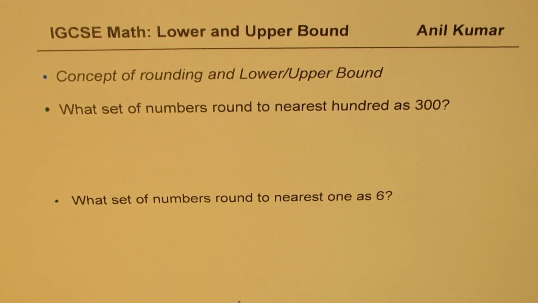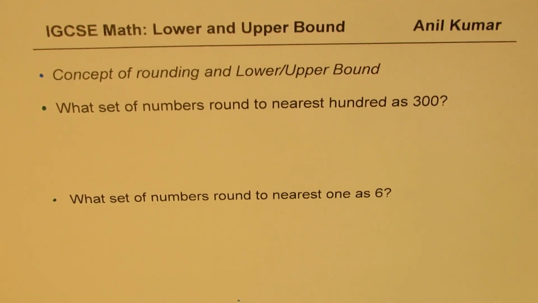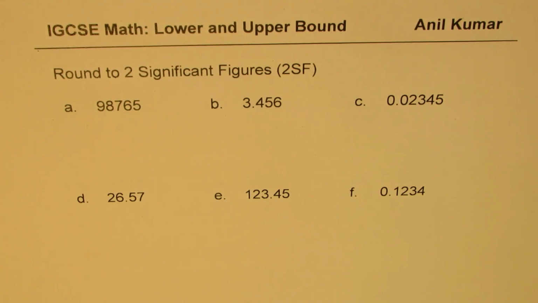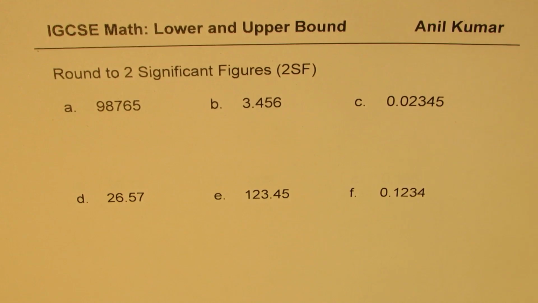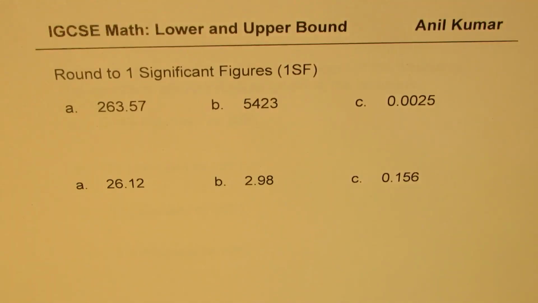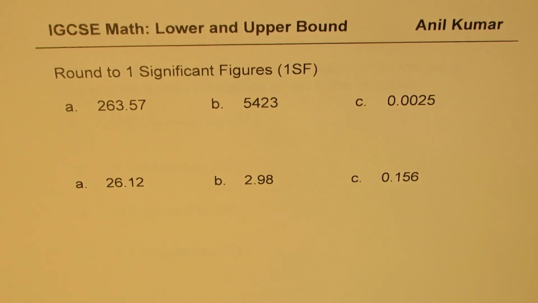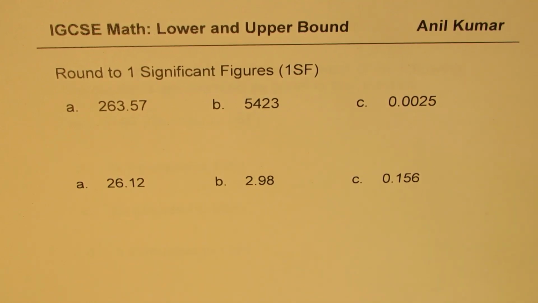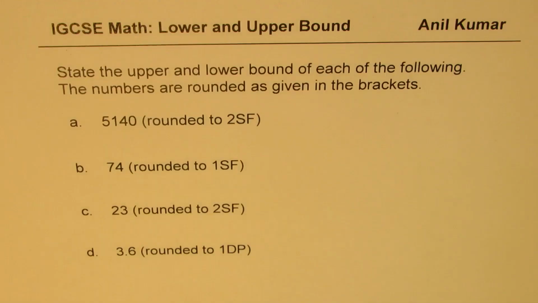Once we understand this link between rounding and the upper and lower bound, then we'll take up more examples which will be like this. We'll actually understand how to round to two significant figures. Now, significant figures are also terms which are normally not used by many students, so that should help us to bridge the gap. And then we'll talk about one significant figure. Once you understand what is rounding to two significant figures, one significant figure is not difficult to understand. It's kind of a similar thing, right?